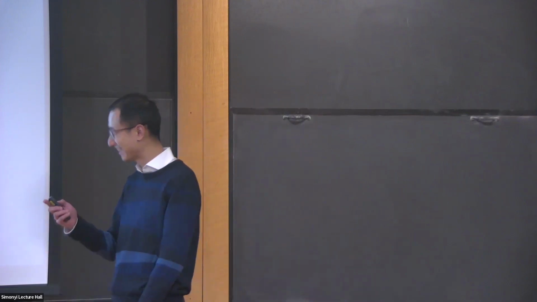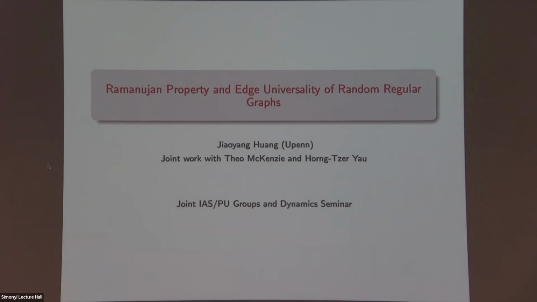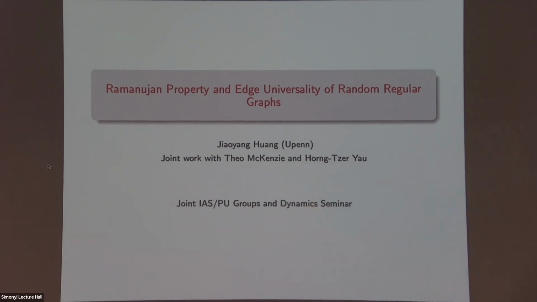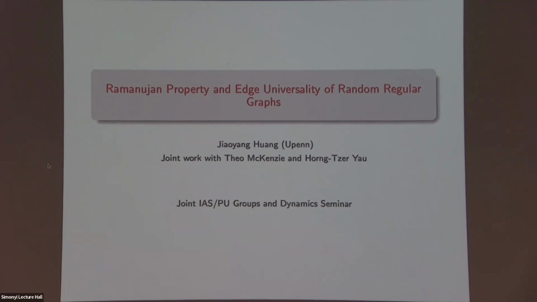Thank you for the invitation, and thank everyone for coming in such a cold day. I will explain our results on Ramanujan property and edge universality of random regular graphs. This is joint work with Theo, who is at Stanford, and HTL, who is at Harvard.